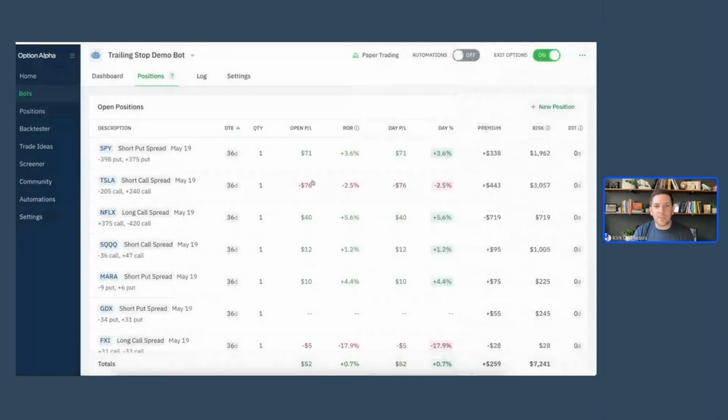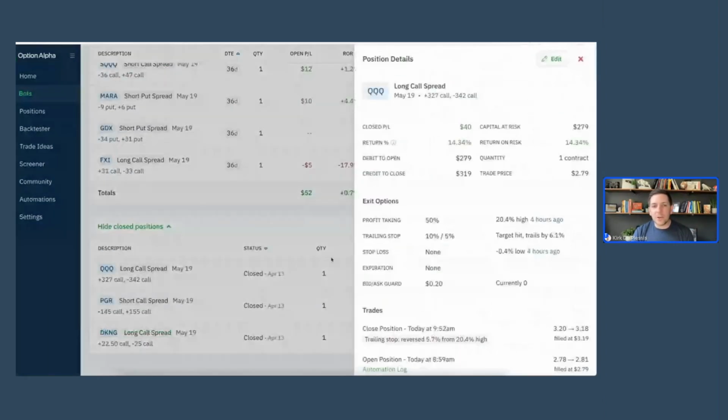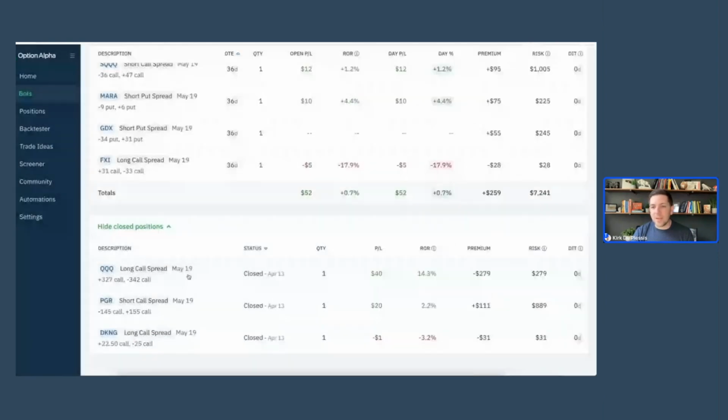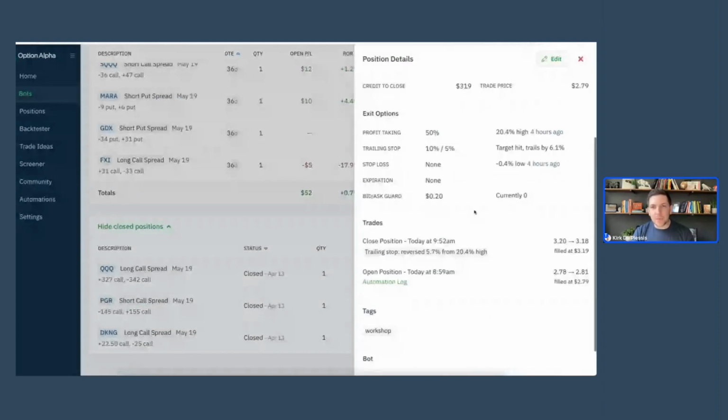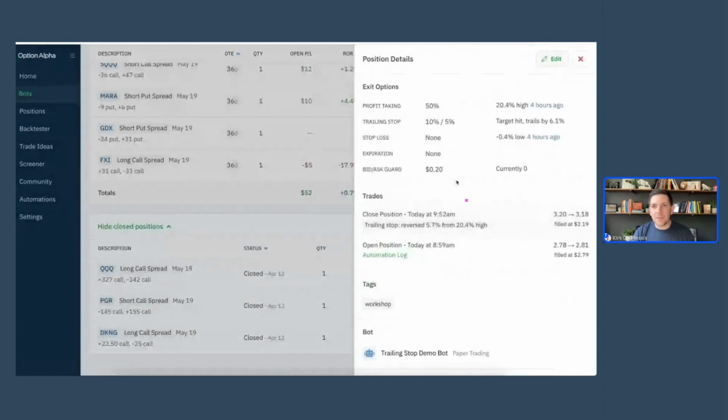All right, so here's another one. Let me go to one that actually closed so we can look at one that closed. So here's one that closed earlier today. This was May, earlier today. I just opened it and then it closed at 9:52 this morning, okay? But here's what happened. I had set the position at 50% profit, and the high that it ever got to was 20.4%. So did it ever reach our ultimate profit taking level? In this case, did the position ever get to a 50% profit? No, the high was just 20%, right? And that high happened 4 hours ago.